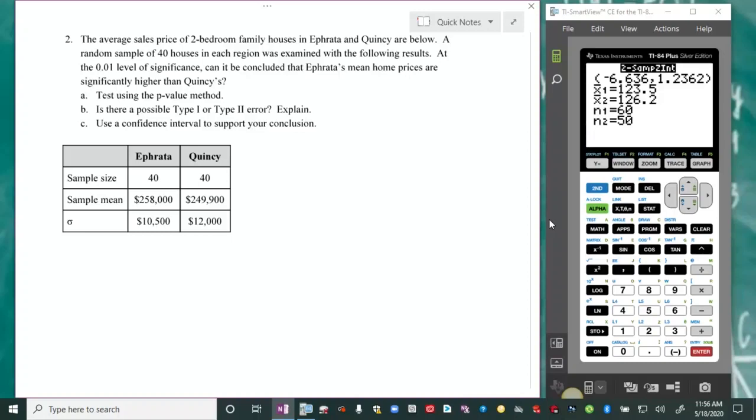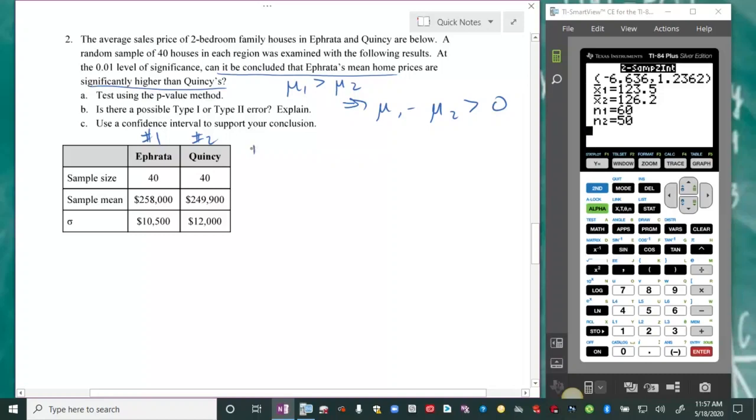At the 0.01 significance level, can it be concluded that Ephrata's mean home prices are significantly higher than Quincy's? So if I call Ephrata number 1 and Quincy number 2, my claim here, can it be concluded? Here's my claim, is that mu1 is greater than mu2. This is going to be an alternative hypothesis. If I change that into a difference, mu1 minus mu2 is greater than 0.